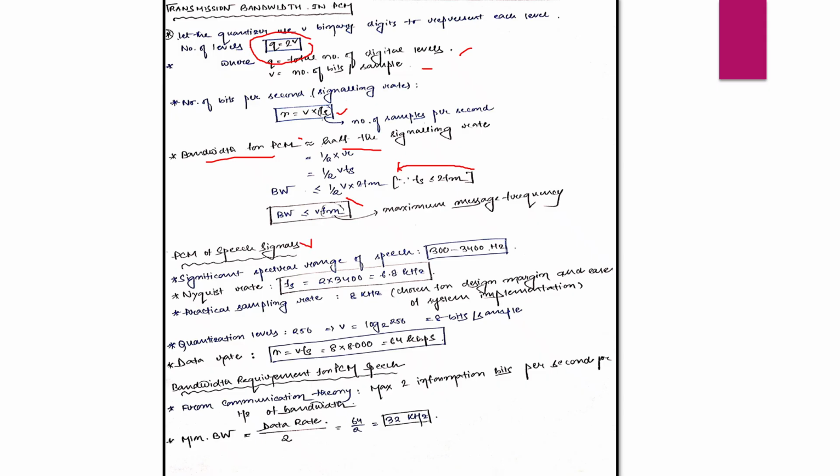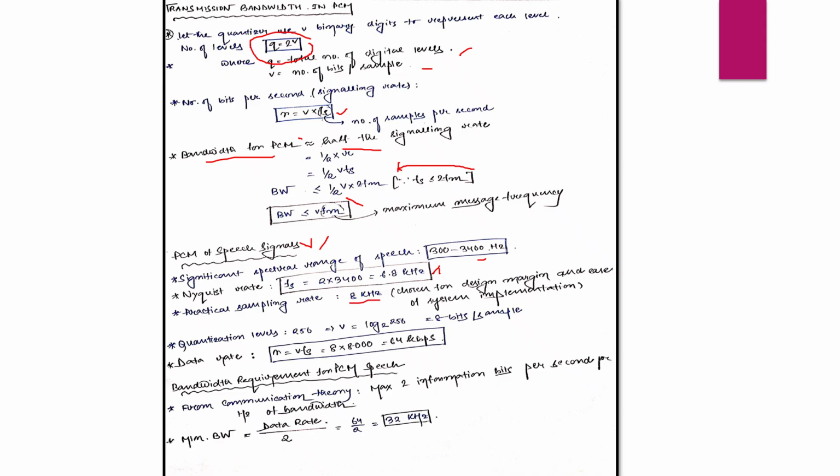And PCM of speech signals. The significant spectral range of speech signals is 300 to 3400 hertz, or 3.4 kilohertz. And we know that the Nyquist rate is fs equals 2 into fm. So we take the maximum speech frequency, 2 into 3400 equals 6800 hertz, or 6.8 kilohertz. The practical sampling rate is actually 8 kilohertz, which is chosen for design margin and for easy system implementation. So we take 8 kilohertz.